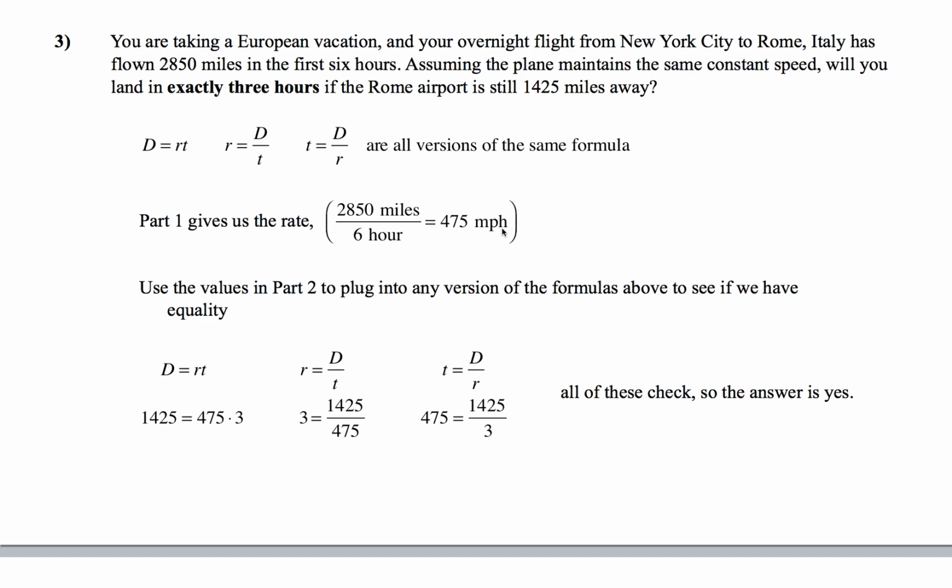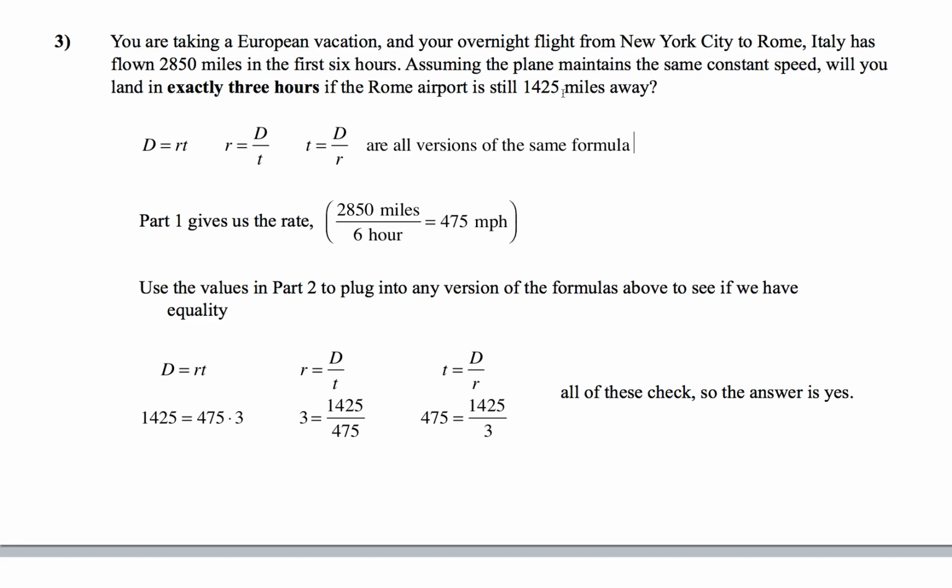So we use that rate in part 2 and plug it into any version of the formula to see if we have equality. Now, the equality occurs if we're going to be arriving in exactly 3 hours. So we're given the rate, and then the question is, if we maintain that speed, are we going to land in exactly 3 hours if Rome is 1,425 miles away?